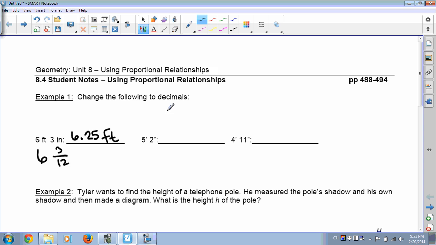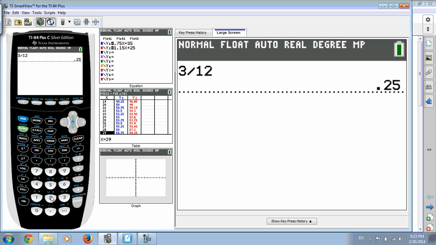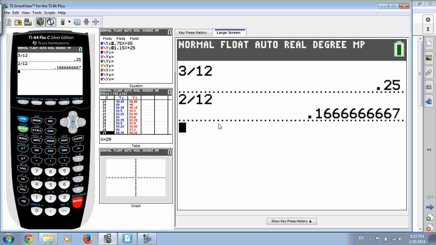So for today, you will need your calculator because we will be doing some conversions that require decimals. So make sure you have that with you. Let's try the next one. 5 feet, 2 inches. So this would be 2 out of 12. So it's 5 point something. We need to figure out what is 2/12 in our calculator. Well, 2 divided by 12 is 0.16 repeating, and we're going to go ahead and round to two decimal places.